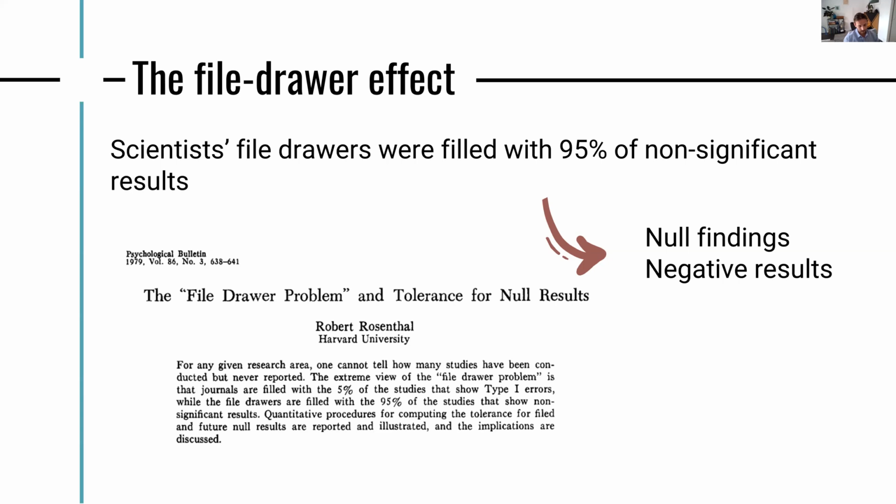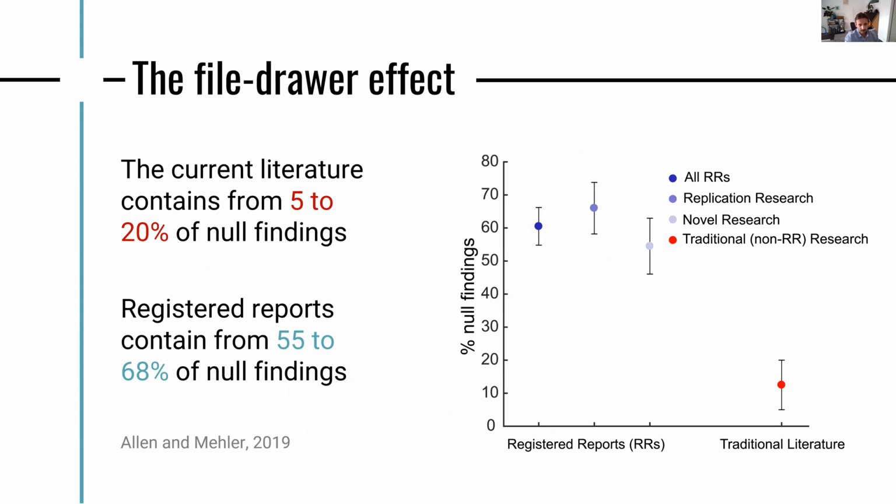And in this work in 1979, Rosenthal also described that the literature was quite the opposite of the file drawer effect, in the sense that it was composed of 95% positive findings and 5% type 1 error. And it was not so far from the truth, because you will see from this report by Ellen and Meller that they looked at the percentage of null findings in the literature, and they found only 5 to 20% of null findings.